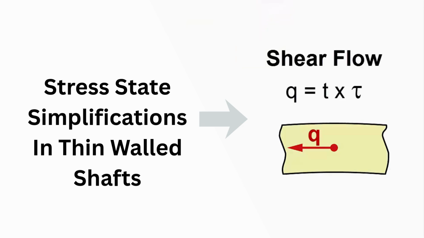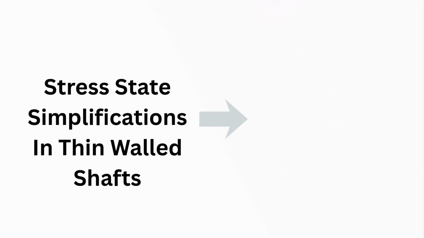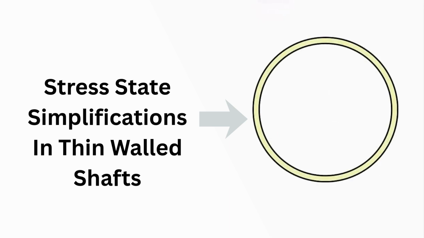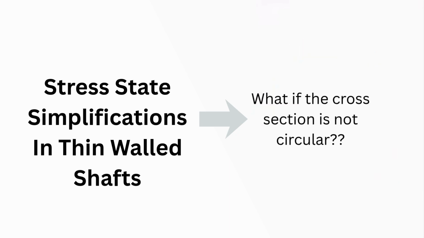flow. For the thin-walled circular shaft shown here, it is clear due to the constant radius and shaft wall thickness that the shear flow will remain constant. But what if this cross-section is not circular? And what if the thickness around the perimeter is variable?